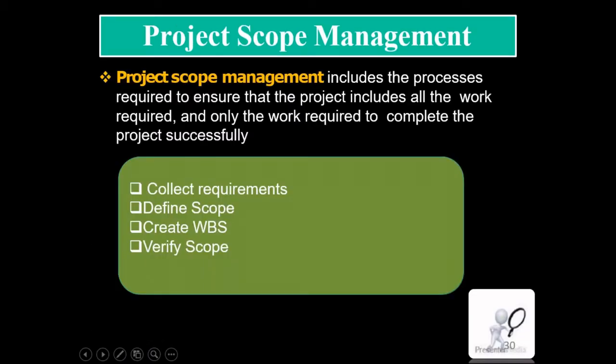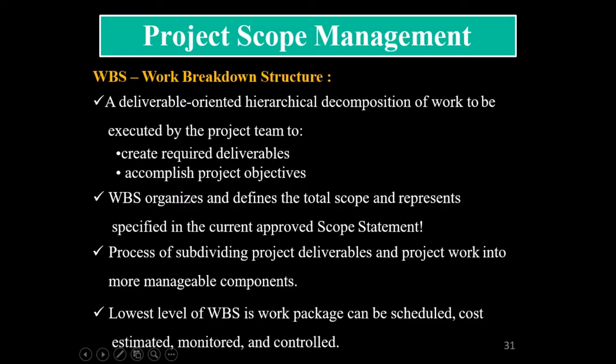Then comes your second domain area of project management, that is project scope management. What is done in this? It includes the processes required to ensure that the project includes all the work required, and only the work required, to complete the project successfully. In this phase, we are going to define the scope, what exactly the project is going to look like. We are going to create the work breakdown structure in this process and collect the requirements.